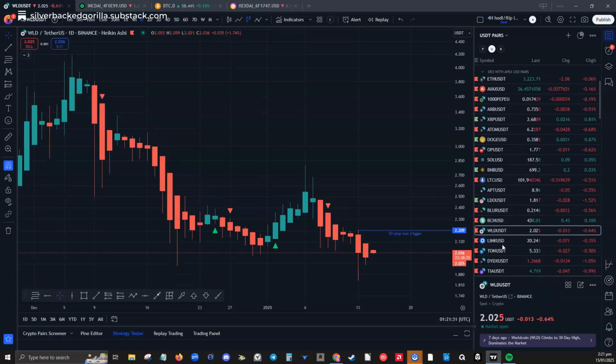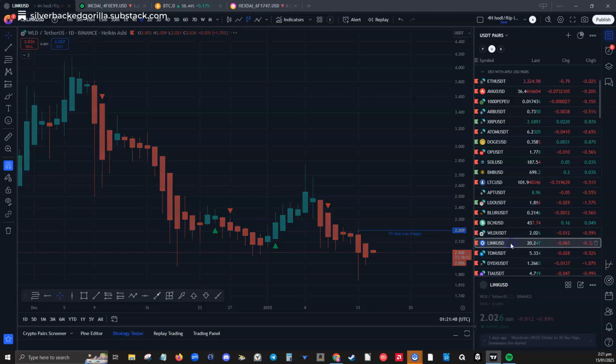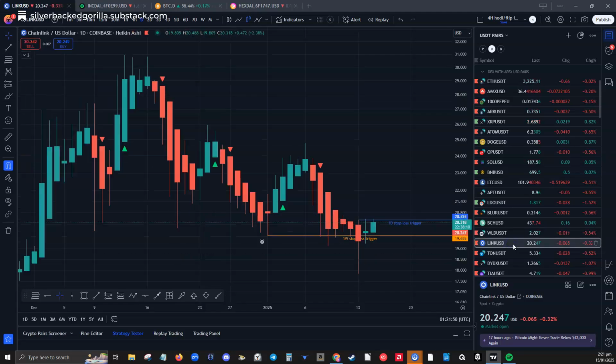WorldCoin, everyone's favorite. That's still a current short. You don't need to change the stop loss level. $2.20.9 is basically where the stop loss level is. There's no wick above this candle here on the final close we just had. So it's still a current short. We have a new Chainlink. We have a new buy. That's a new buy.